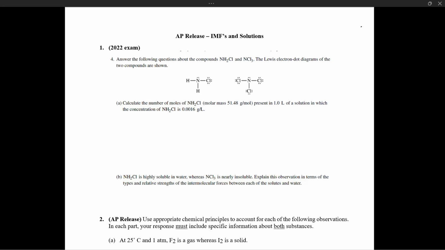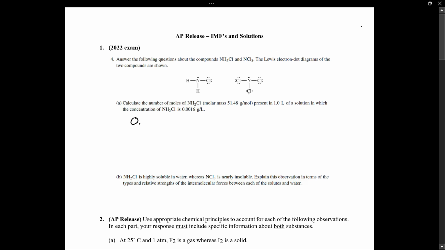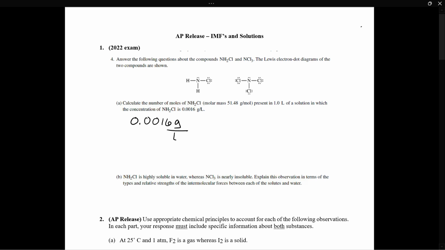And the first question says, calculate the number of moles of NH2Cl present in 1 liter of a solution where the concentration is 0.016 grams per liter. So I like to start by writing out things I know. So I know this is my concentration. A lot of times we're given concentration in molarity, but this time we're given it in grams per liter. So we're going to roll with that. And we also know we have 1 liter, and we're trying to find moles. That's the thing we're trying to find.